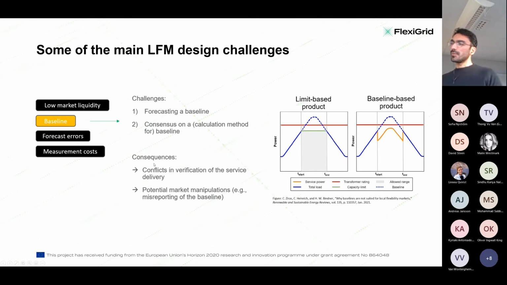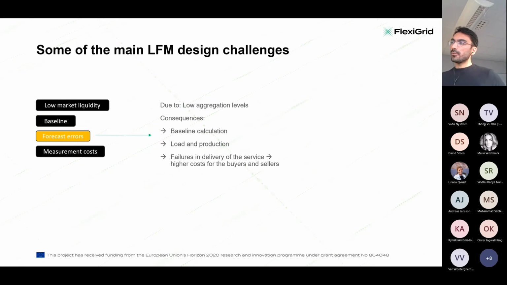As I said, the consequences can be conflict in verification of the service delivery, because it is prone to manipulation. Also, if I know the method for calculating the baseline, I can manipulate my baseline, either misreport it or start using a bit more over the past few days and get a higher baseline, so that I can get paid more without doing much more. So these are the challenges that you might have heard about. About forecast errors, we are talking about local markets, so we are at the low aggregation level.